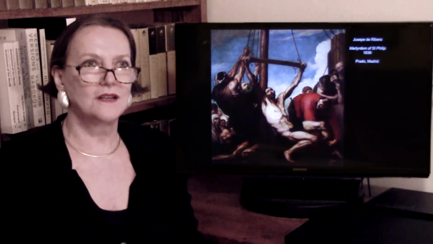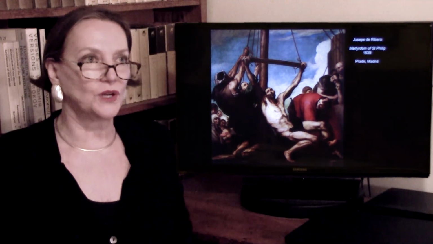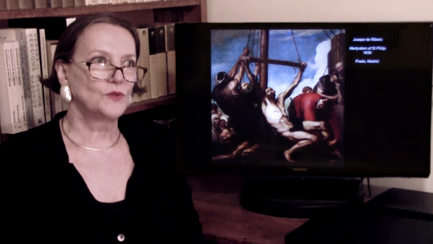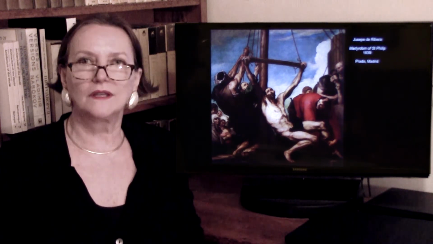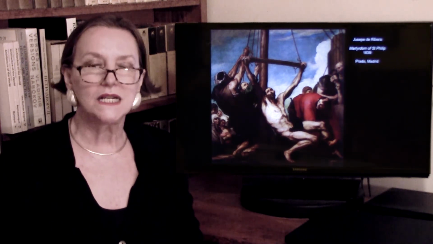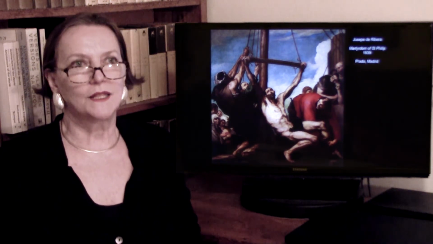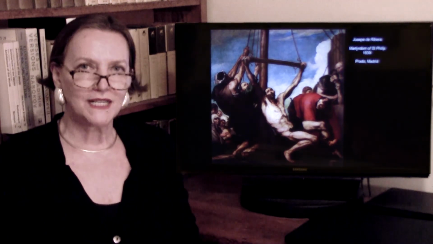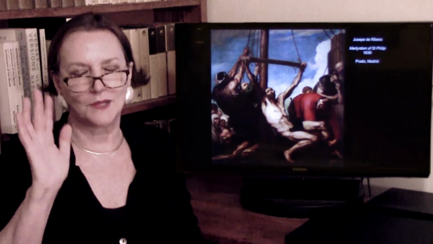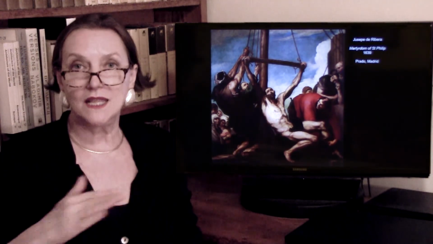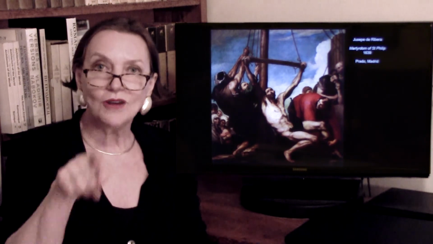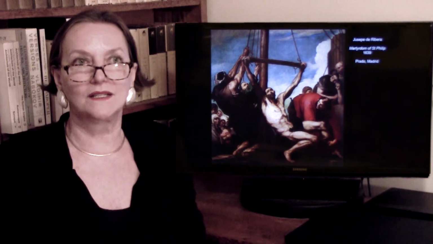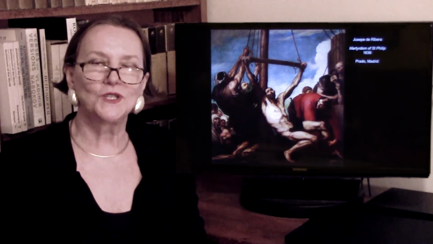They didn't have television. They couldn't read books. Public executions were something that one looked forward to. One would gather one's family, pack up a picnic, and go see an execution. And the bloodier the execution, the more people it would attract. And that's what Ribera portrays here as well. St. Philip is in the middle, being tortured. But then around him, there are a great deal of people whose faces do not express anything but curiosity.